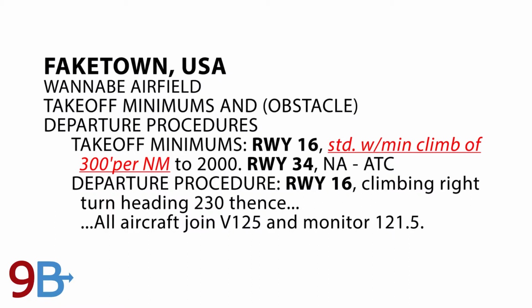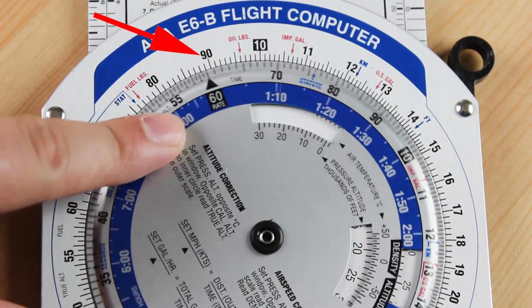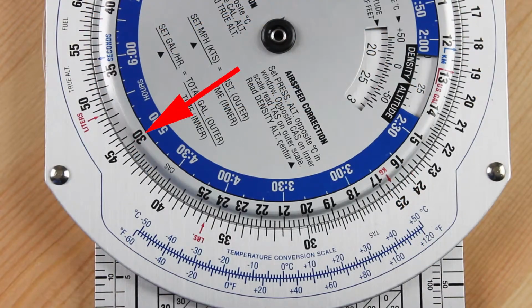Doing this on the E6B is not particularly difficult. Take the rate arrow and set your ground speed on top of it. On the inner scale, find the feet per nautical mile climb gradient of 300 represented by the 30, and on top of it on the outer scale, read feet per minute. We now know that 300 feet per nautical mile equates to 450 feet per minute when we're doing 90 knots on the climb out for this departure.